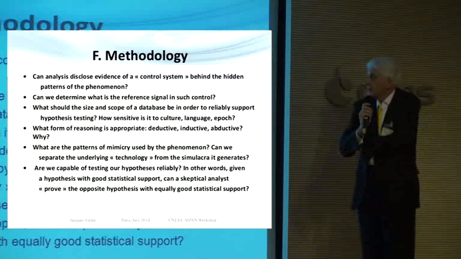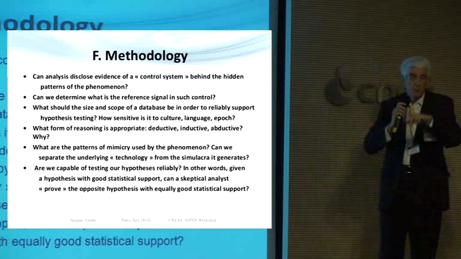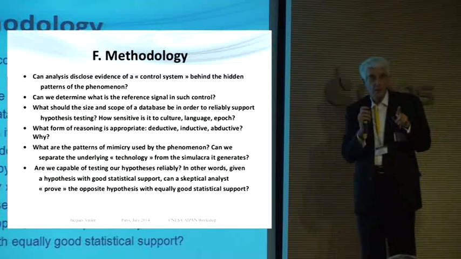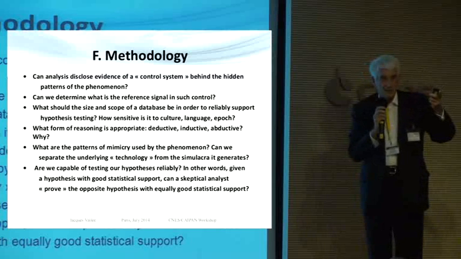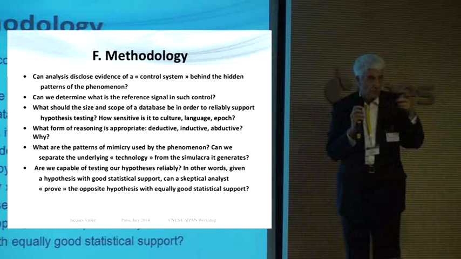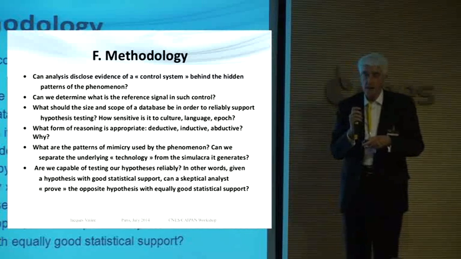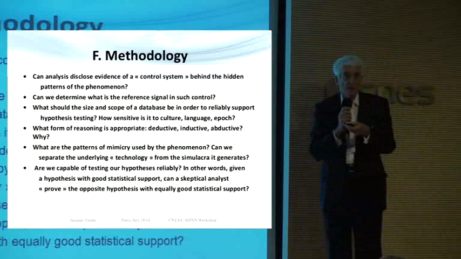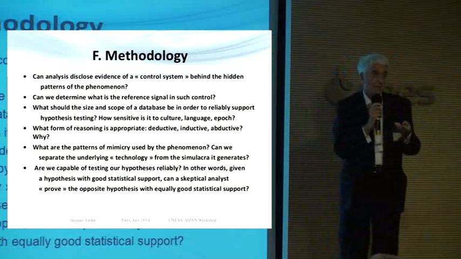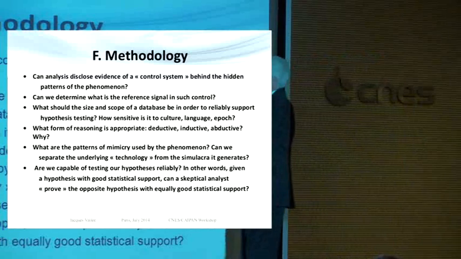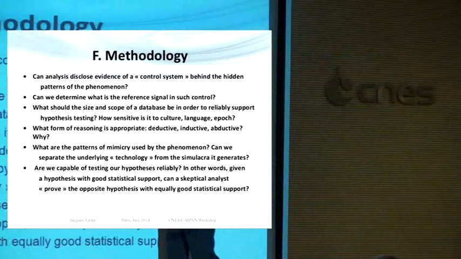Finally, methodology. Can analysis disclose evidence of a control system? And by control system, I don't mean an outside intelligence necessarily. I mean, ecology is a control system. You know, the weather is a control system. The ocean is a control system. We're surrounded with control systems. Some of them are artificial, some of them are natural. Is there evidence, is there a way of finding out if it's a control system?